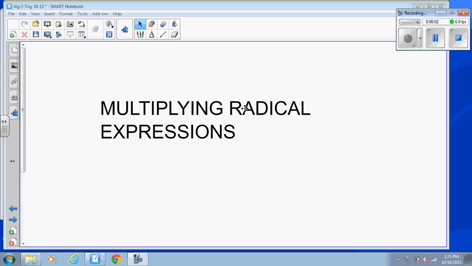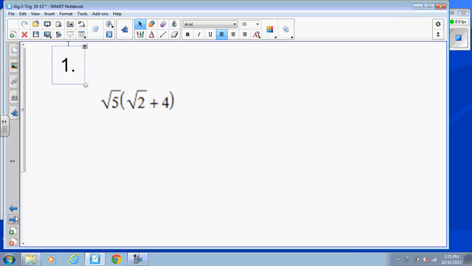All right, this video is going to deal with multiplying radical expressions. We'll do some of the basics right now. Something like this, we're looking at this, and we think of this as just basically distributing. We have a number in front of the parentheses, a monomial multiplied times a binomial.